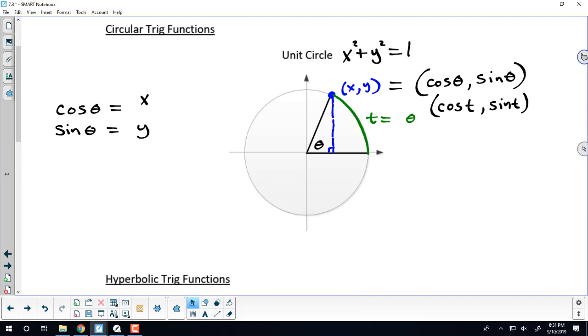So let me move this. We'll say this is the, oops, I'll say that's, we'll call that the length of the sector. Does anybody remember how to find the area of the sector? Find the whole area, and then it's theta over 360 times that.